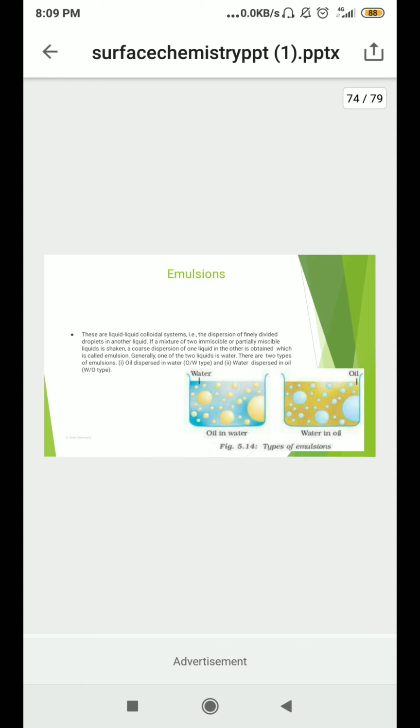Now let's talk about emulsion. You must have seen, children, when you take a glass full of water and put some oil in it, it forms small droplets. That is known as an emulsion. These are liquid colloidal systems, a dispersion of finely divided oil droplets in another liquid. If a mixture of two immiscible or partly immiscible liquids is shaken, a coarse dispersion of one liquid in the other is obtained, which is called an emulsion.